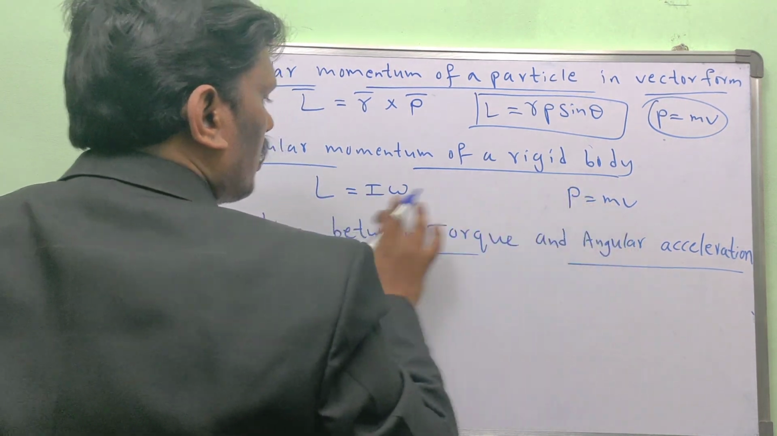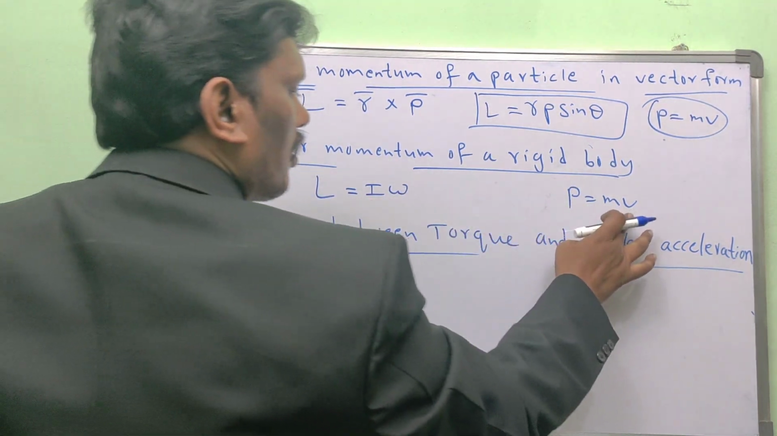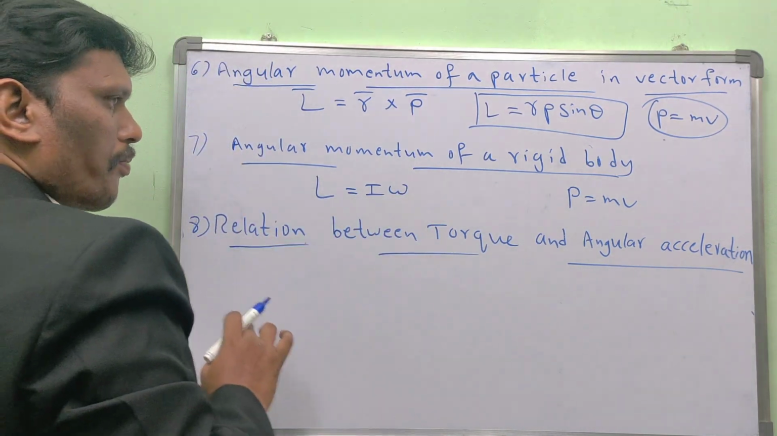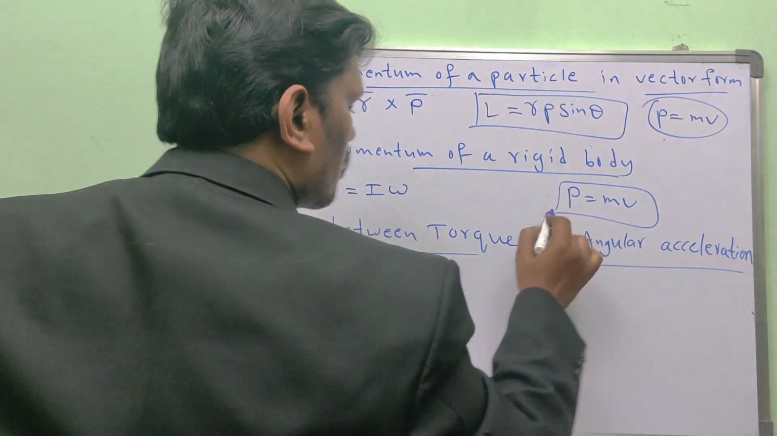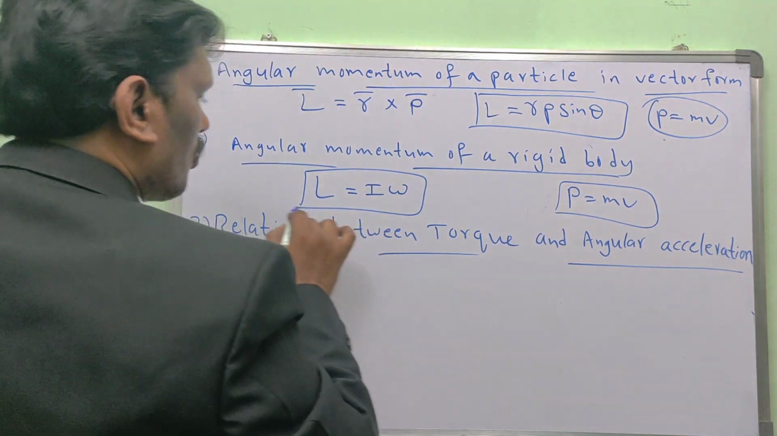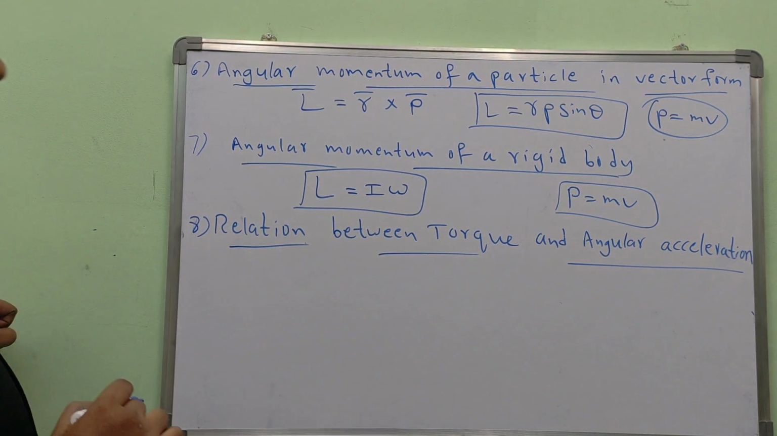Mass, equivalent moment of inertia. Velocity, equivalent angular velocity. These are all in linear motion. These are all in rotational motion. L is equal to I omega.